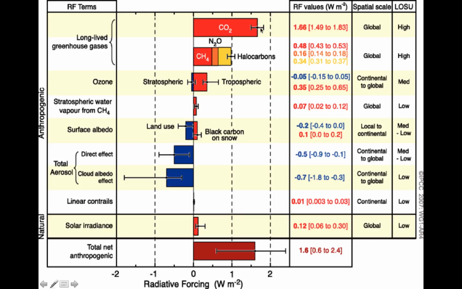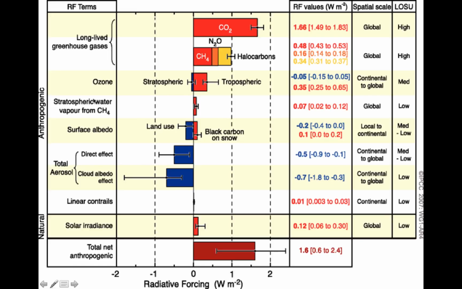There's some error on that, but not a whole lot. Then you have nitrous oxide here as the orange, methane as the red here, halocarbons, which are another form of greenhouse gases. Ozone is another greenhouse gas in the troposphere, so we have increased ozone in the troposphere, and that will add to the radiative forcing in the future at the surface.